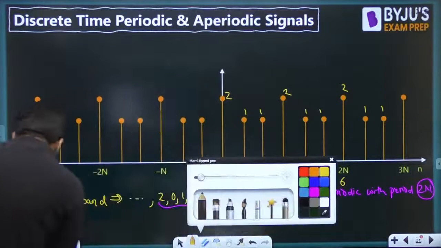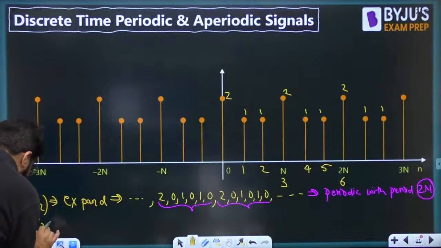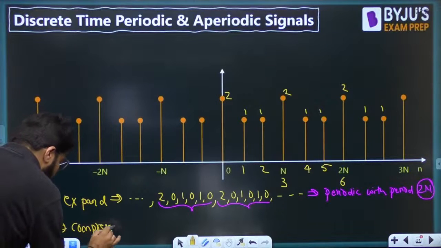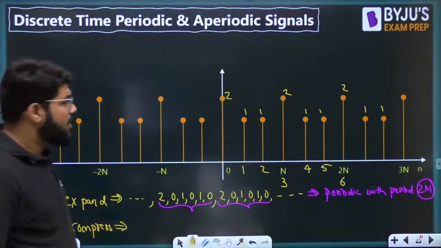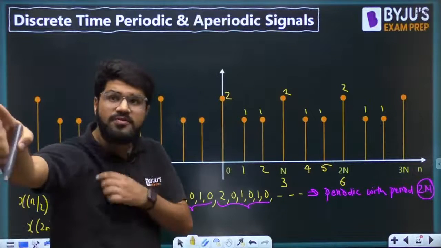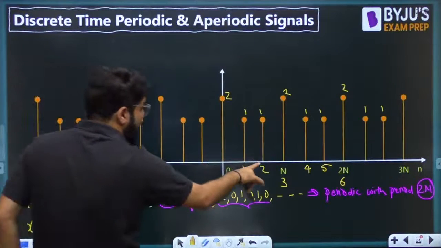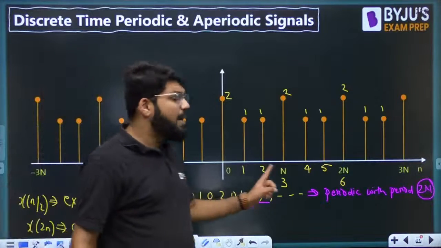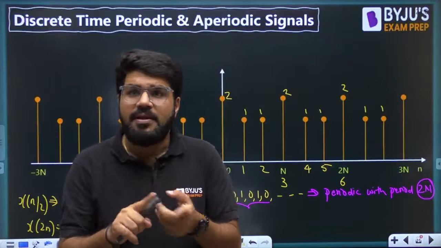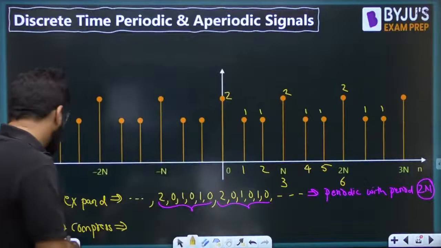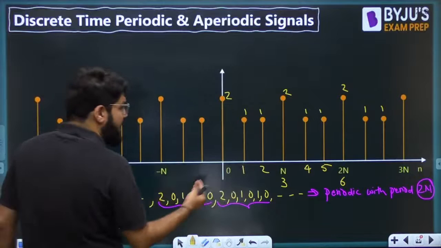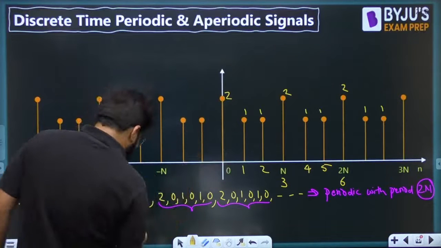On the other hand, if I talk about x of 2n, that is known as compression. So if you compress, there is a loss of samples. Okay, only the samples which are at even time, because you are taking 2n, they will be saved. Dekho na, aapko kya karna hai? Compress karna hai. Okay, try to compress now. Compress means you divide the value by 2, right? So 0 by 2, origin as it is rahega.